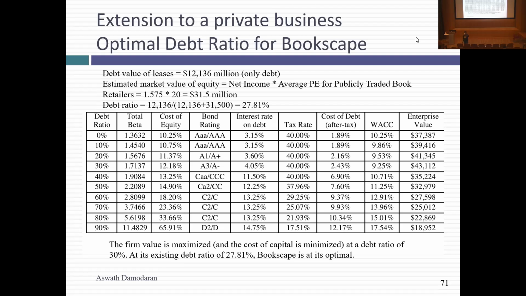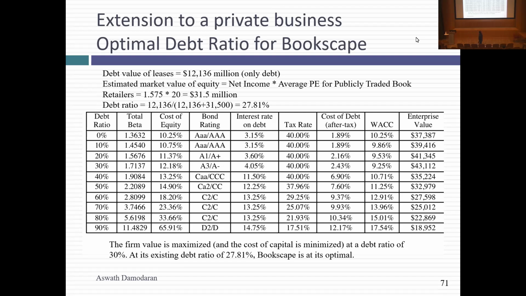Remember when I started the Disney analysis, the number that drove everything was their existing enterprise value. Remember the 133.9 billion? And I got to it by taking market cap of equity plus debt, which for a publicly traded company is not a big deal. They're all out there. My first big problem with Bookscape is I don't have a market value of equity. I don't even have a starting number.